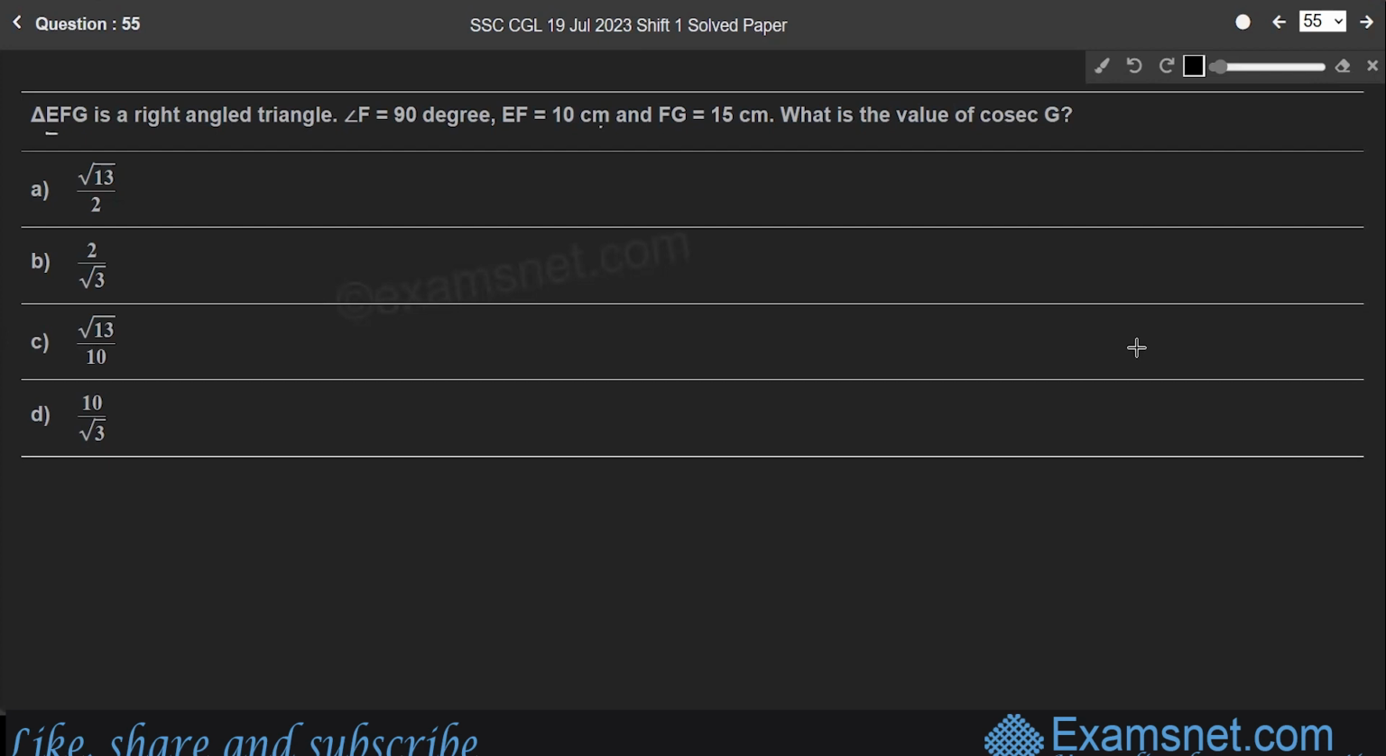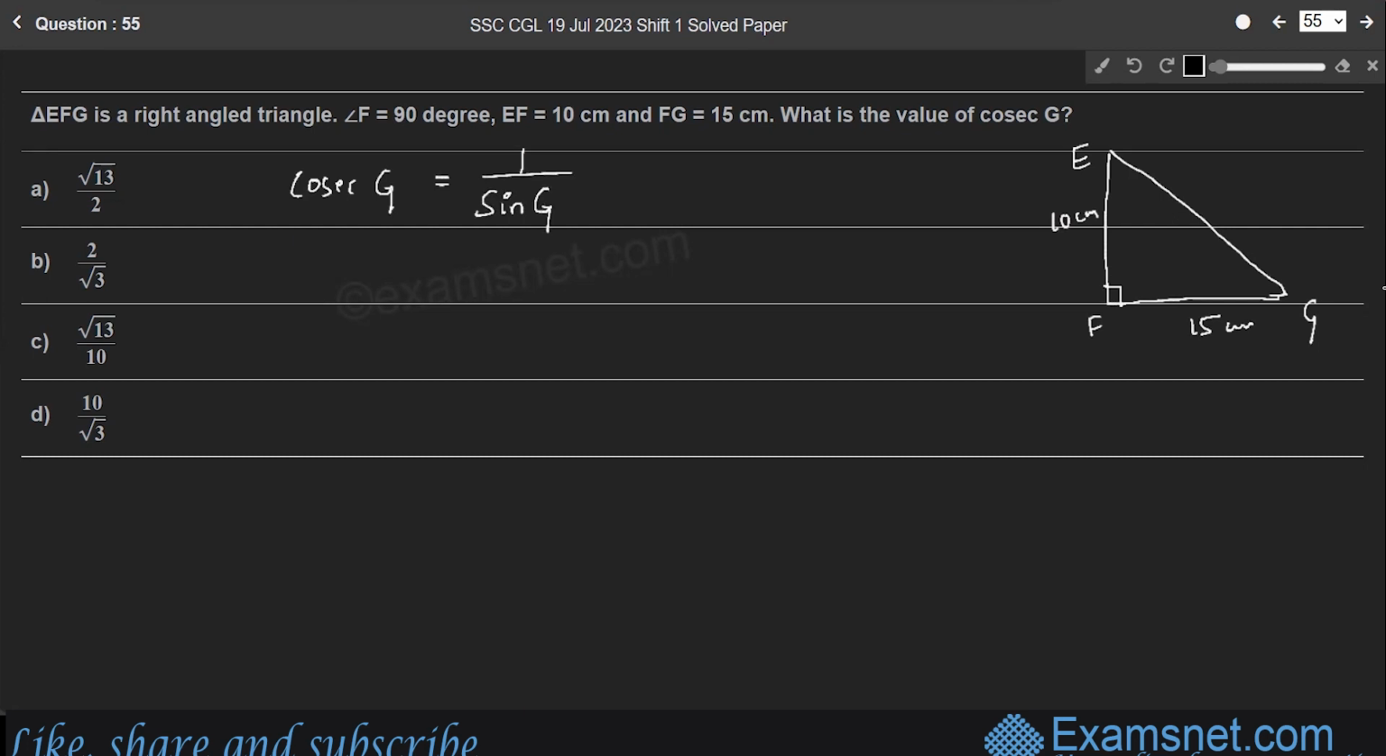Question 55. In triangle EFG, so it's a right angle triangle. In that, angle F is 90 degrees, EF is 10 centimeter, FG is 15 centimeter. Then what is the value of cosecant G? So let us consider a triangle EFG, in which angle F is 90 degrees. EF is 10 centimeter, FG is 15 centimeter. So here we need cosecant G. Cosecant function is always the inverse of sine. So cosecant G can be written as 1 by sine G.